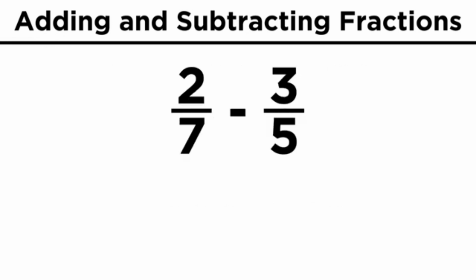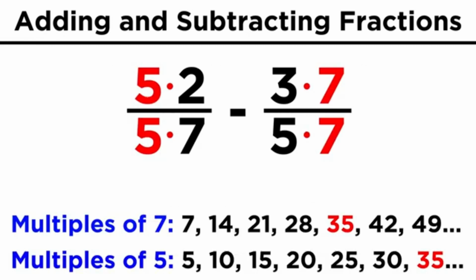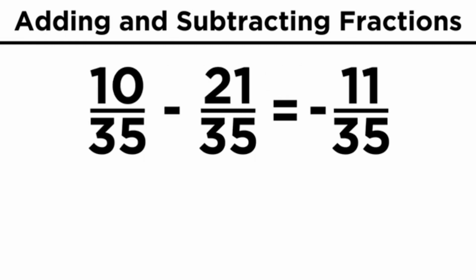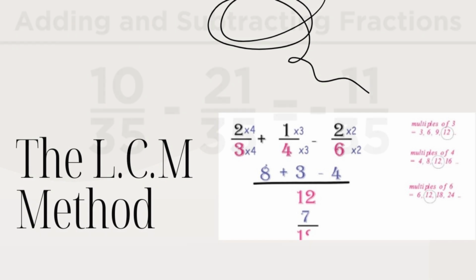Now try 2/7 minus 3/5. The least common multiple is 35, so this will become 10 over 35 minus 21 over 35, giving us negative 11 over 35.